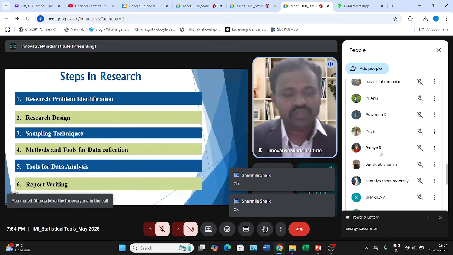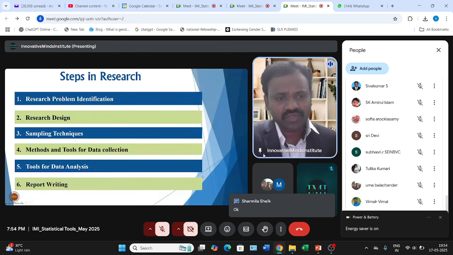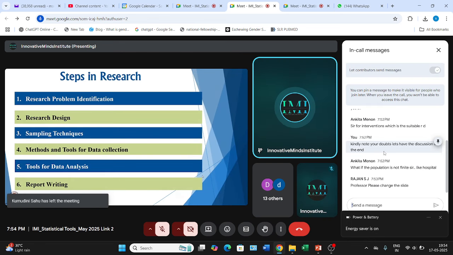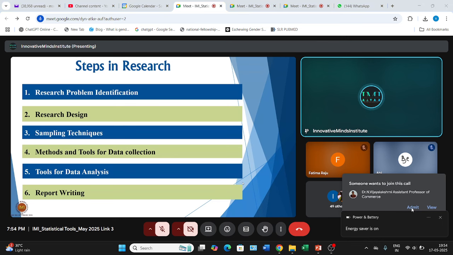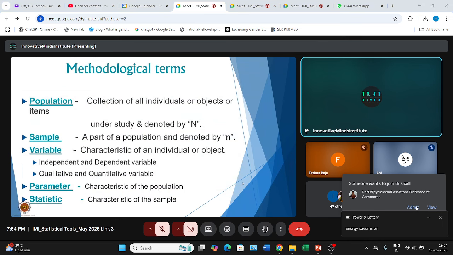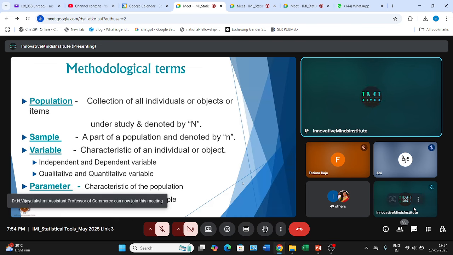And tools for data analysis. So what kind of tools we need to use for the data analysis? That's what we are going to discuss today. And report writing. Finally, we are going to have the report writing. Then, these are all the terms we should know. Let me rush up since we are a little bit delayed.